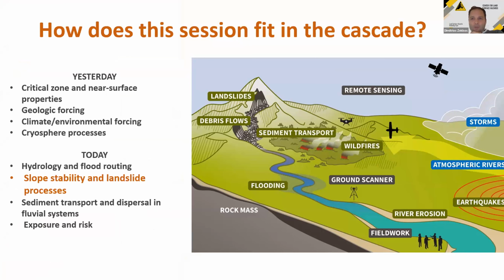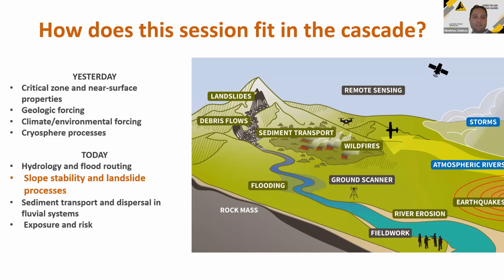This is again a figure we've been using in our vision. Yesterday we heard excellent presentations about the critical zone and what's happening in the near surface. Then we started talking about forcings, like the geologic forcing, tectonic activity, and then also the environment from above, precipitation, temperature, and how this affects that zone. So we have a system that is responding. In some cases, the environment is super cold, and we talked about cryosphere processes.